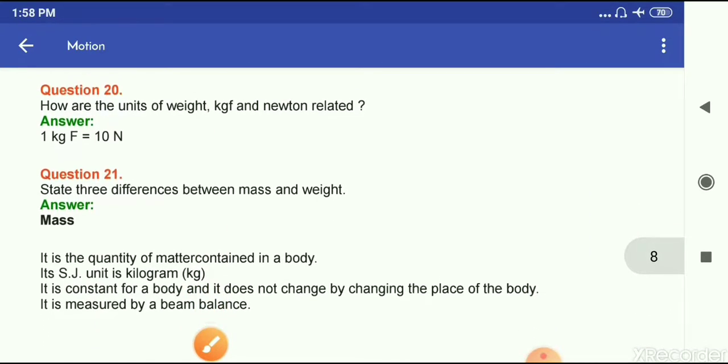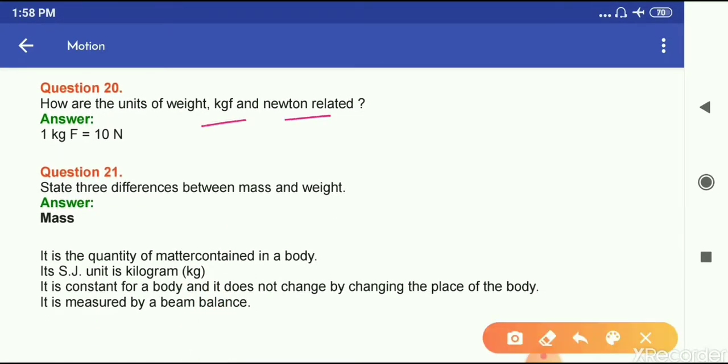Now next question 20. How are the units of weight kgf and Newton related? So the relation between kgf and Newton is 1 kgf is equal to 10 Newton.